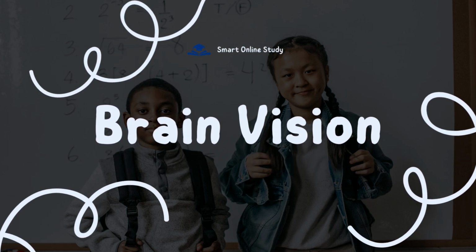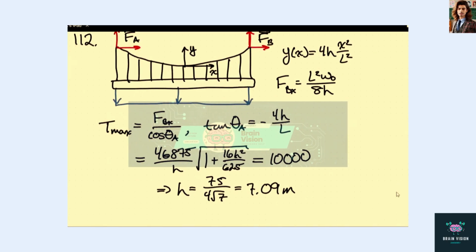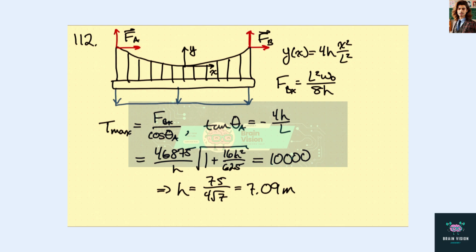Welcome to Brain Vision. In this problem, we have a cable that is supported between two anchor points, A and B, that are at the same height. We're going to again choose our origin at the midpoint of the cable, which is also the minimum, where it's at its lowest.